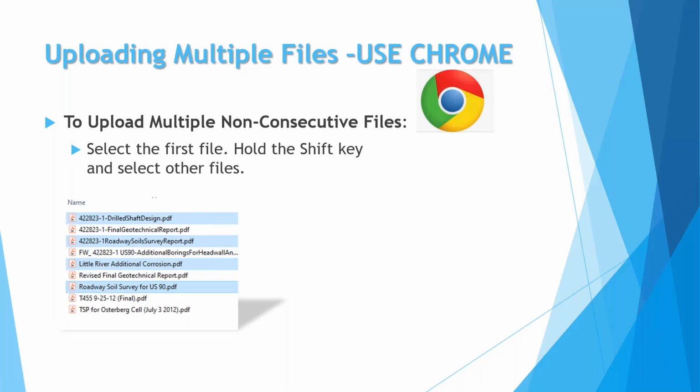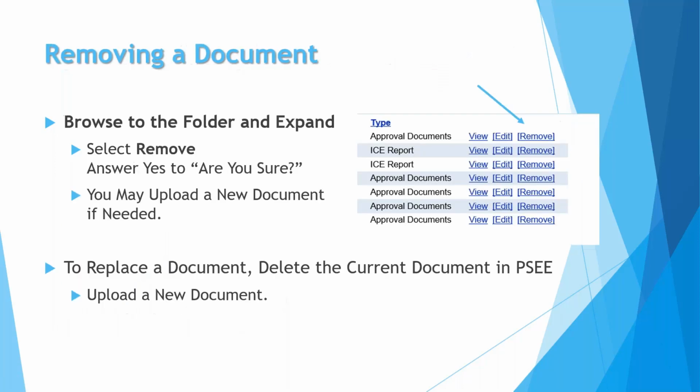You can upload multiple files using Chrome. To upload multiple non-consecutive files, select the first file, and then hold just the Shift key, and then select the other files.